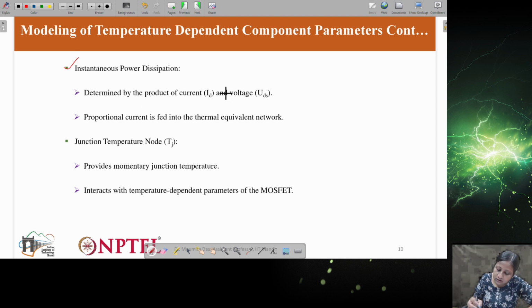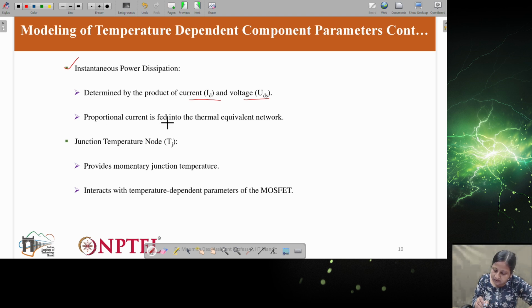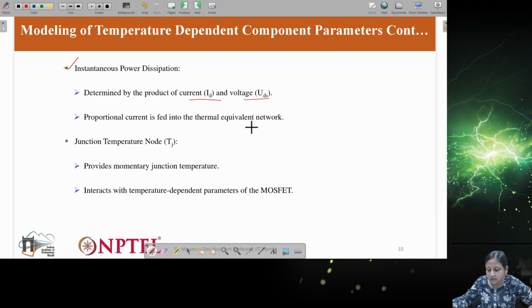So this is determined by the current and the voltage. So ID and UDS. So whenever we have this current dissipation, at least we get the maximum power dissipation, and from there we can get what will be the temperature in that device junction. This proportional current is fed into the thermal equivalent network. So the current, whatever we get, can be fed into the thermal equivalent network to find out what will be the temperature rise.